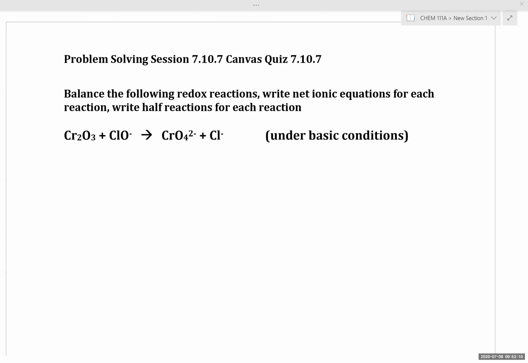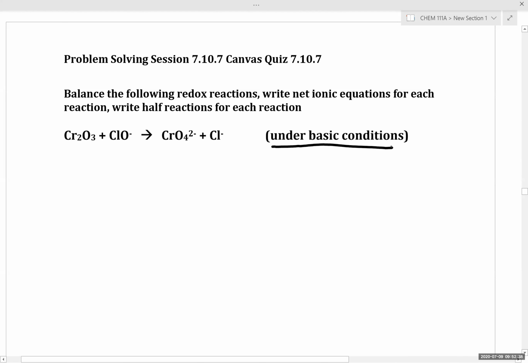Okay, so when we last left off, we were doing a series of examples on balancing redox reactions under acidic and basic conditions. So now I'd like you to take a look at the following example, and I'd like you to balance the following reaction under basic conditions.